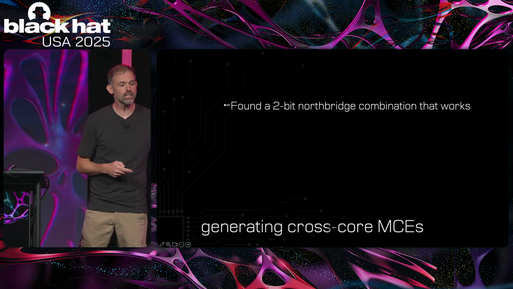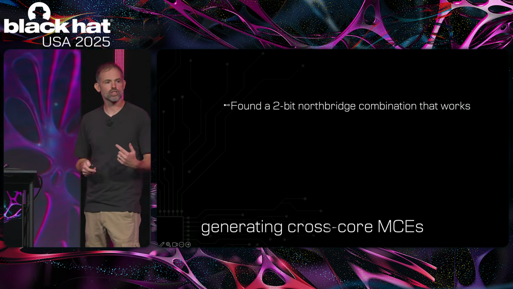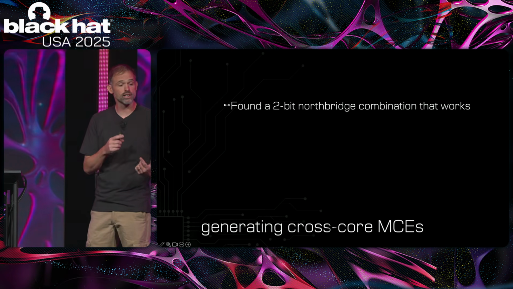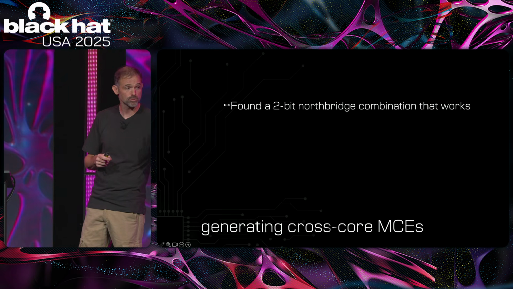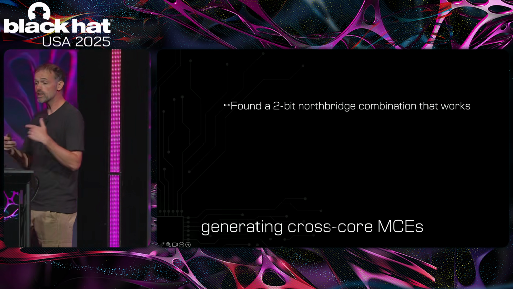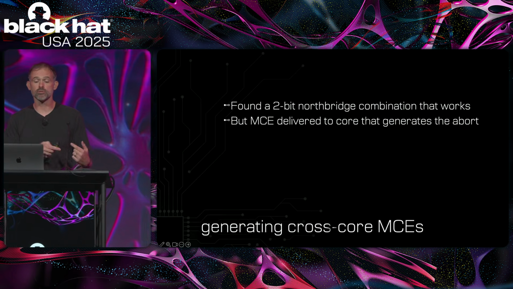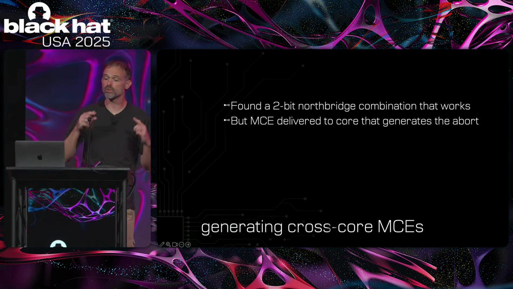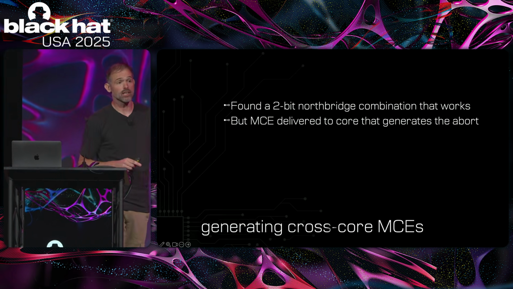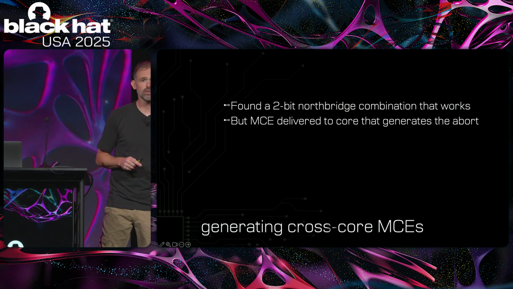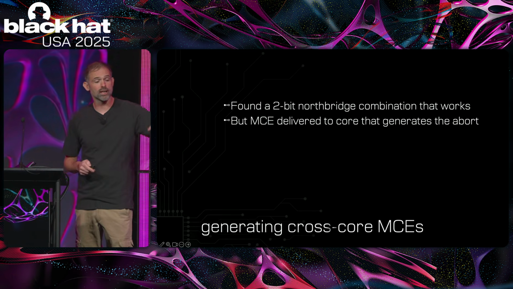We were actually able to generate one of these things entirely from software, and what the fuzzer found is two different bits in the north bridge that had to be configured a certain way. But if you do that, then we can actually get machine check exceptions from the north bridge. But we've got a problem here, namely that the MCE that we get is being delivered to the same core that started the master abort.